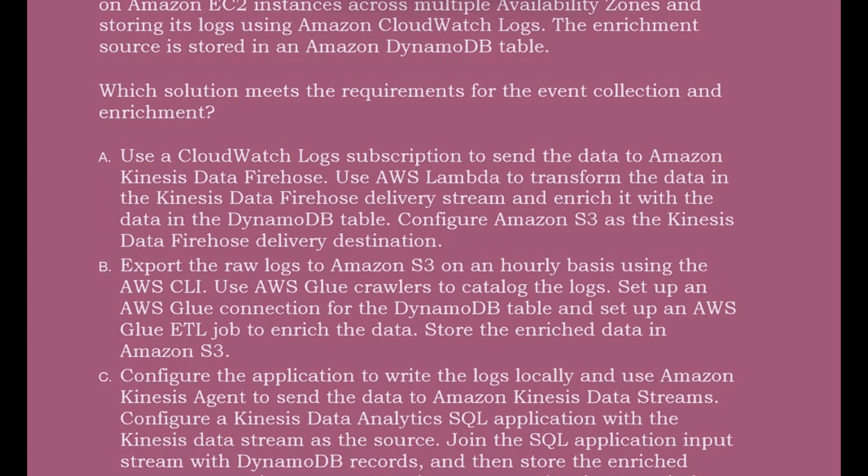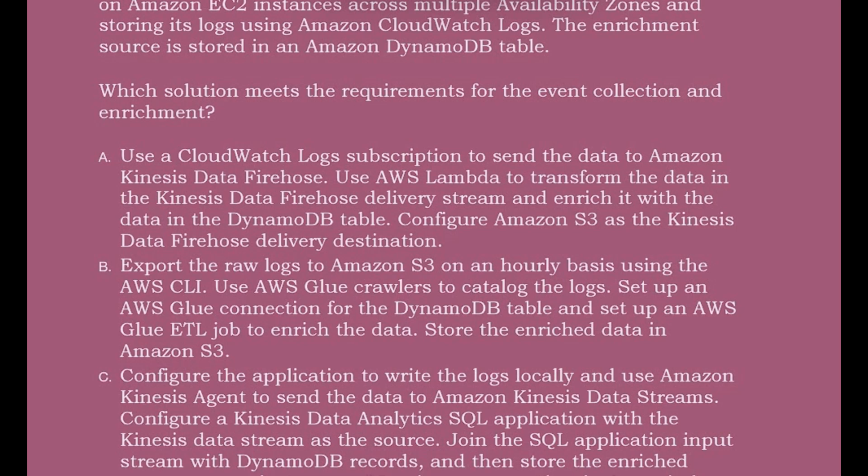Option A. Use a CloudWatch logs subscription to send the data to Amazon Kinesis Data Firehose. Use AWS Lambda to transform the data in the Kinesis Data Firehose delivery stream and enrich it with the data in the DynamoDB table. Configure Amazon S3 as the Kinesis Data Firehose delivery destination.